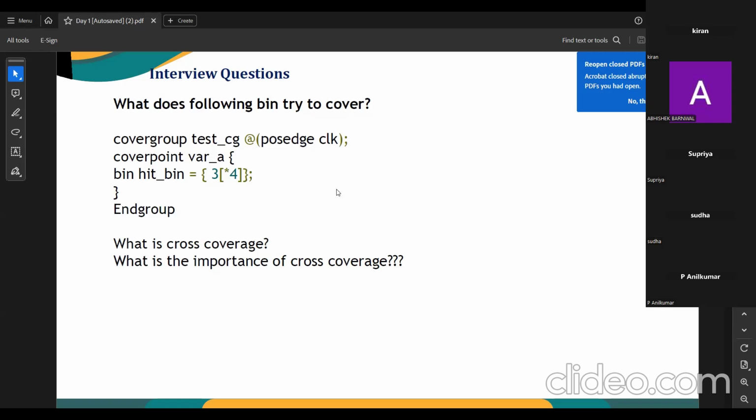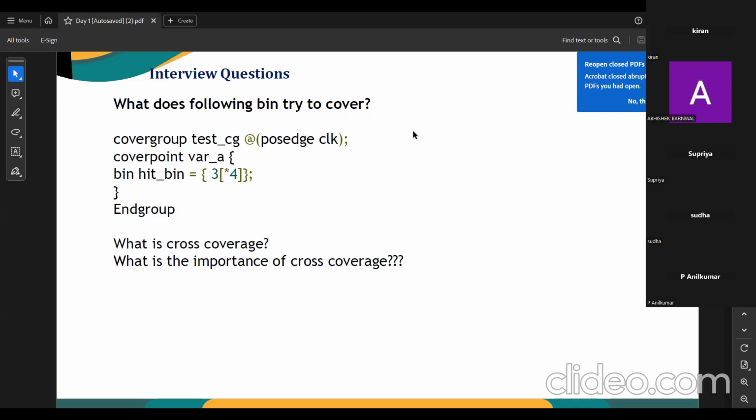Hello. It is possible, yes, ma'am. Possible, because in different cover groups there are also different cover points, so we can cover different scenarios using those cover points, so we can use cross coverage.